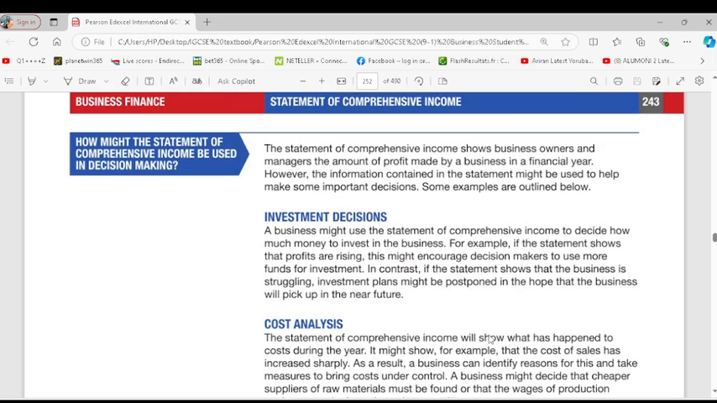So, how might the statement of comprehensive income be used in decision making? Are you there?